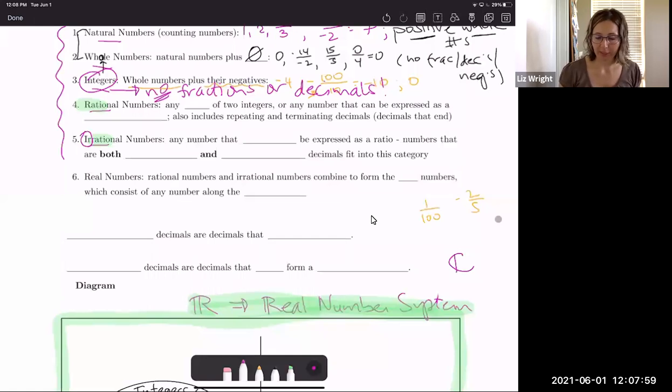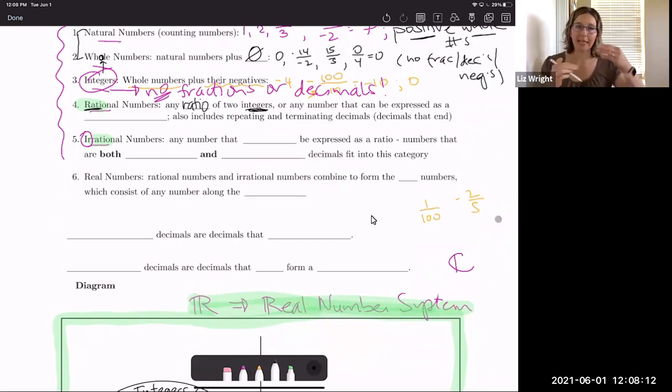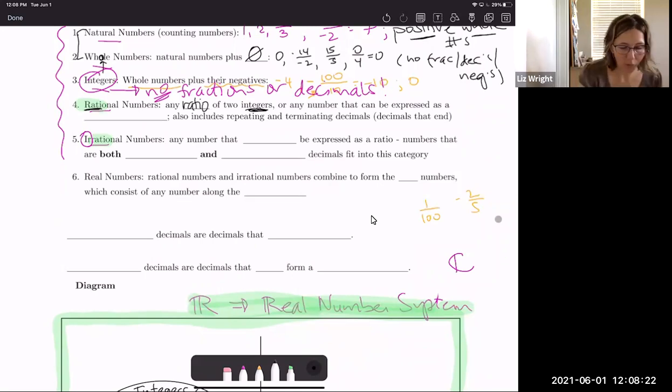So let's fill in our definitions. A rational number is any ratio, there's that word, use that root word to help you, of 2 integers. Now put your definitions together. That means we can take any 2 integers and put one in the numerator, one in the denominator, and that is going to give you a rational number. Or any number that can be expressed as a ratio or fraction.